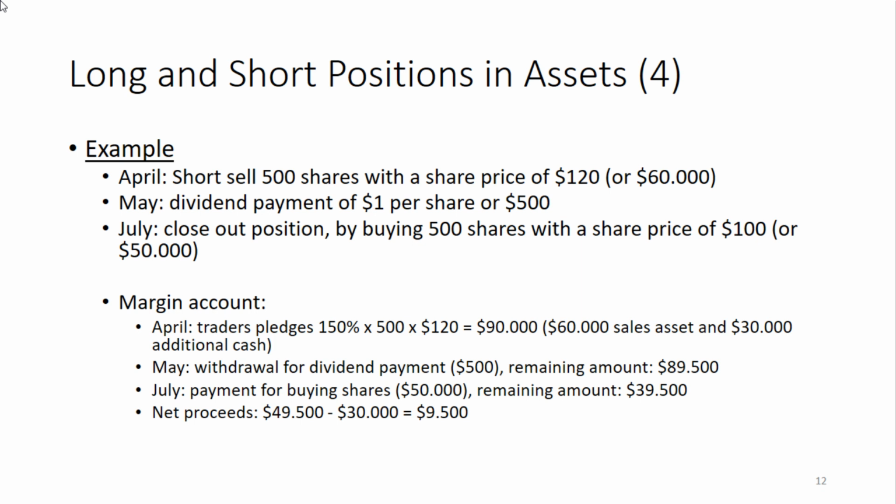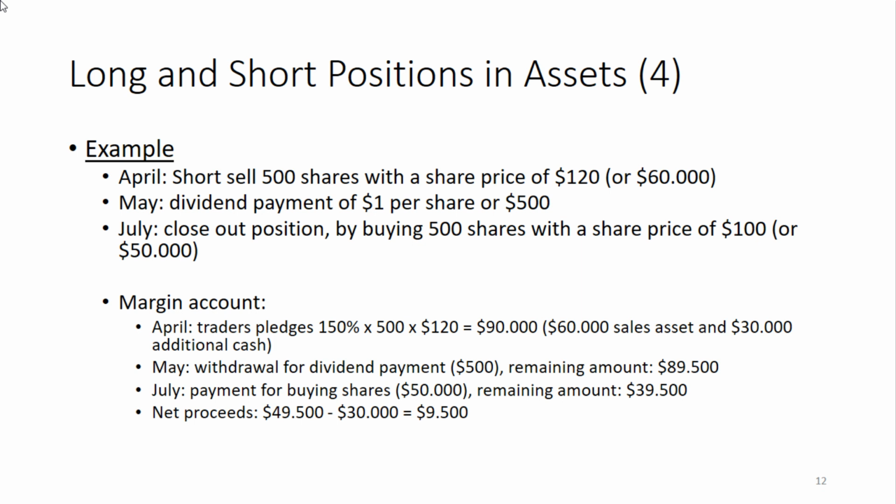So let's see how in this example the margin account works. In April, the 500 shares are short sold at a price of $120, which means proceeds of $60,000. These $60,000 flow immediately into the margin account. And on top of that, 50% of that value also needs to flow into the margin account, which is another $30,000 in cash that the trader needs to provide. So in total, in April, there will be $90,000 flowing into a margin account which is held by the broker.